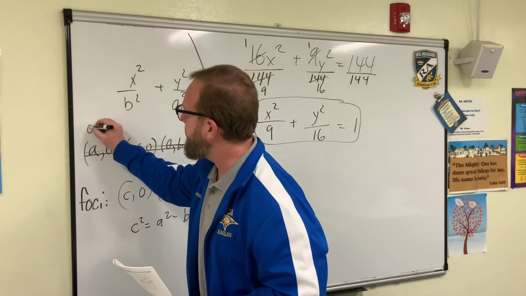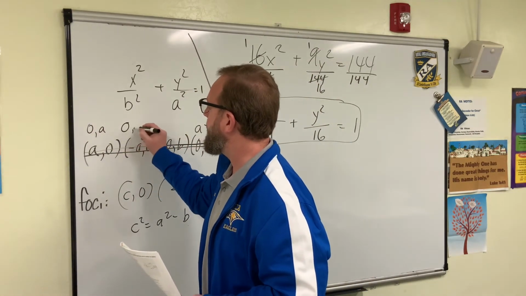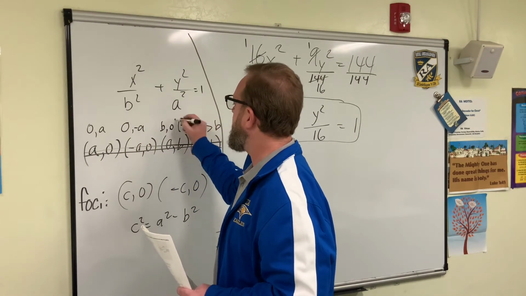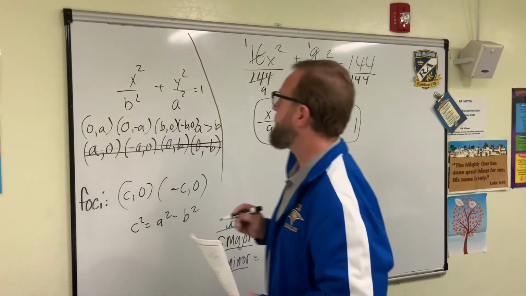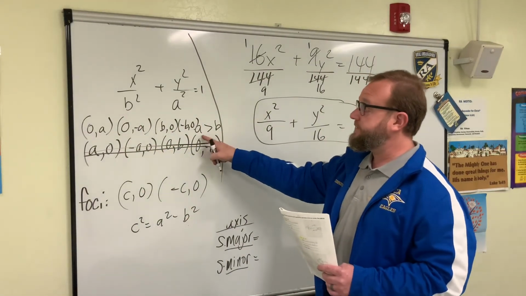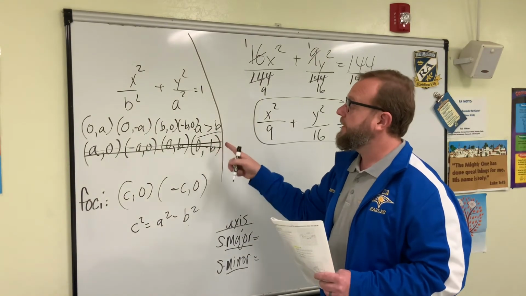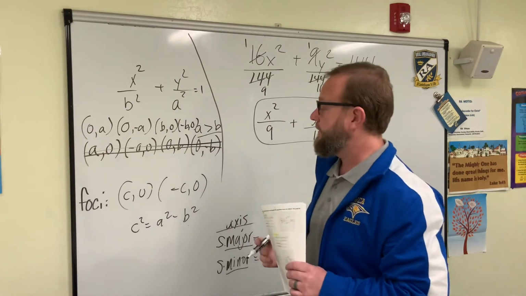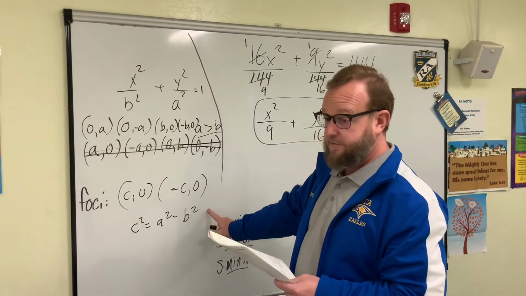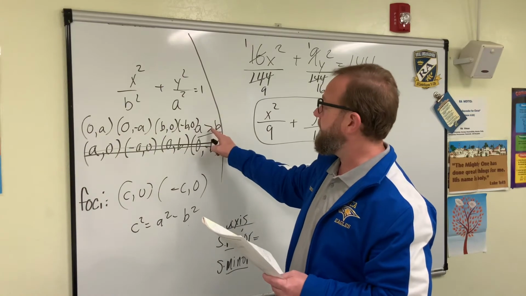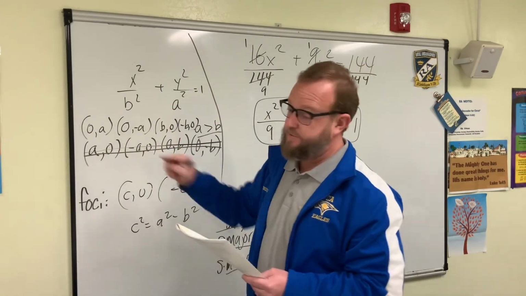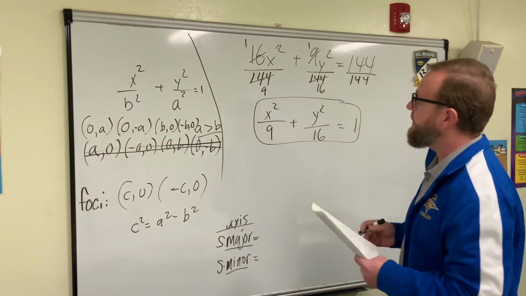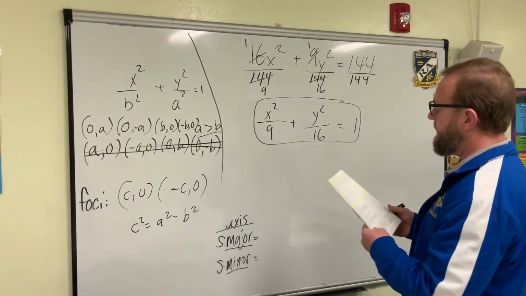So now I have 0, A, and 0, negative A, and B, 0, and negative B, 0. Since this is not the bigger number. Because A, this is still true. A is greater than B. But all of these, I switch them all, because I switched them here. This still counts. This still counts. And this is switched, so these switch. That makes sense when you start to graph it and see where the points fall on the ellipse.